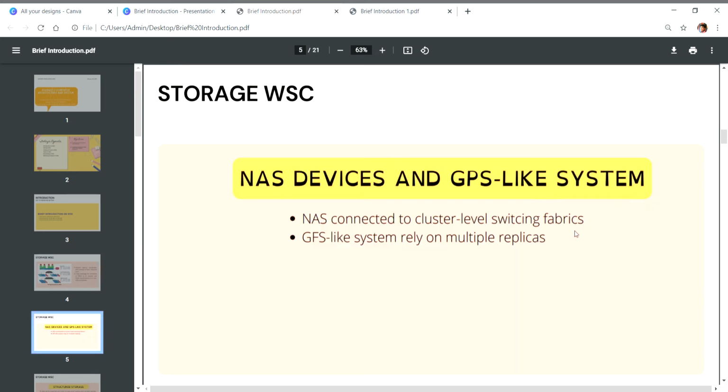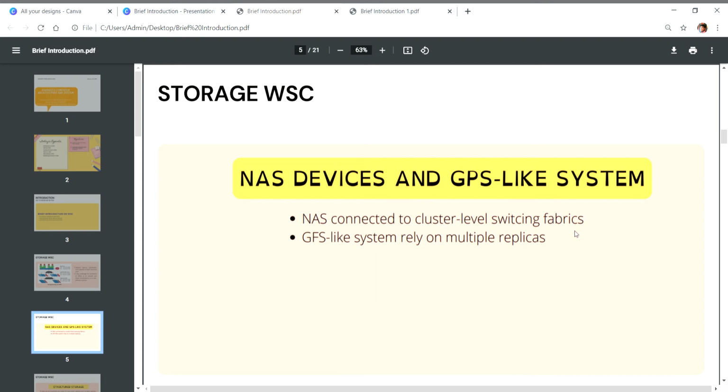So I'm going to talk about NAS devices and GFS-like systems, where NAS stands for Network Attached Storage. NAS devices are directly connected to the cluster level switching fabric. NAS tends to be a much simpler solution to deploy initially, because it allows some of the data management responsibility and keeps the storage separate from computing nodes, which makes it much easier to enforce quality of service guarantees.